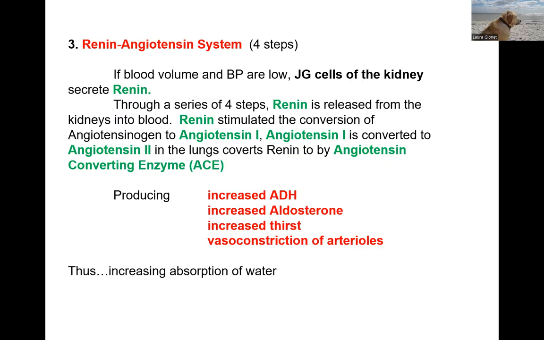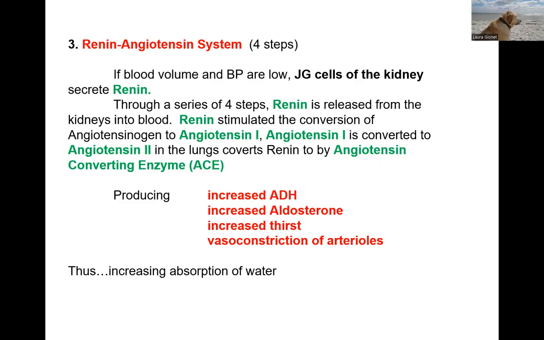If blood volume or BP are low, what's called the JG cells, the juxtaglomerular cells found within what's called the afferent arteriole, which is an arteriole that supplies one of these nephrons that forms your urine in the kidneys, secretes renin. So we're going to look at that anatomy when we get to kidneys. But just to be said, in the kidneys itself, there will be these cells that secrete renin. And renin is kind of an enzyme hormone, so to speak.